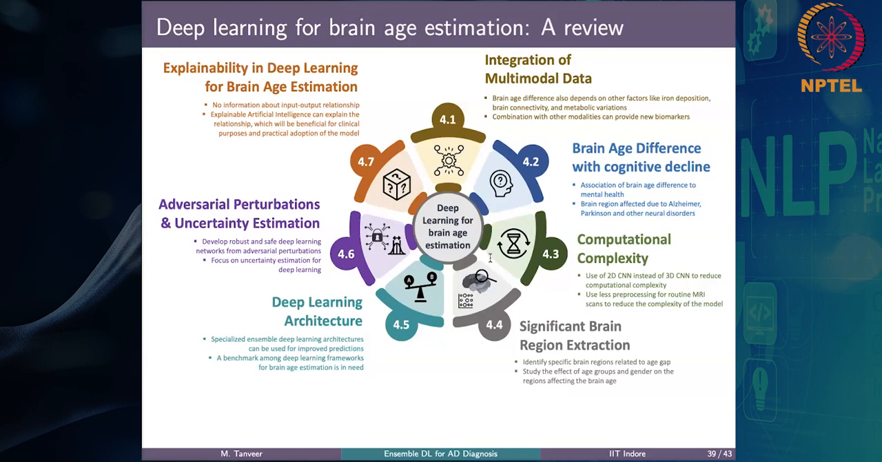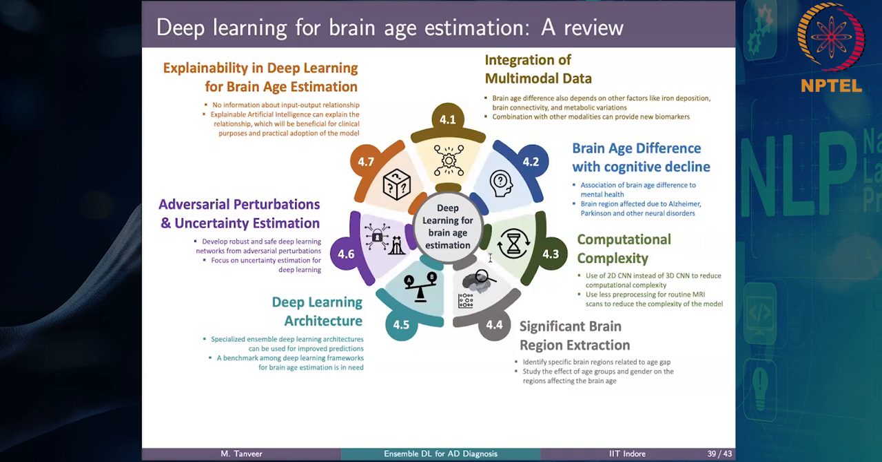As we see, the brain age difference with cognitive decline is really a general problem when the age is moving after 60 or 65. So we can see that the brain ages decline as the age is more. And we have to see the brain age affected due to Alzheimer's, Parkinson's, or other neural disorder diseases.